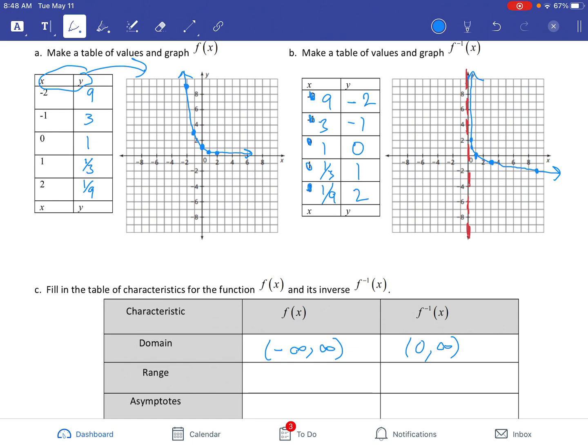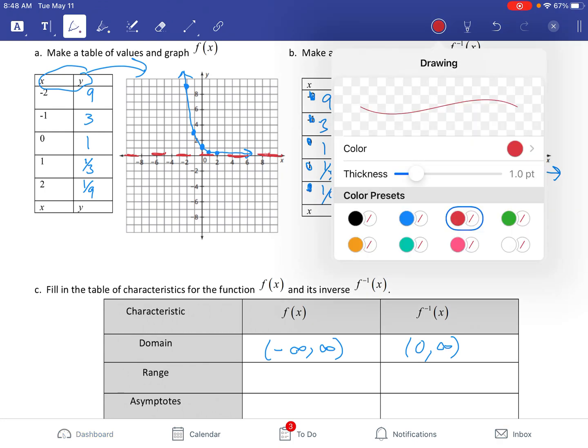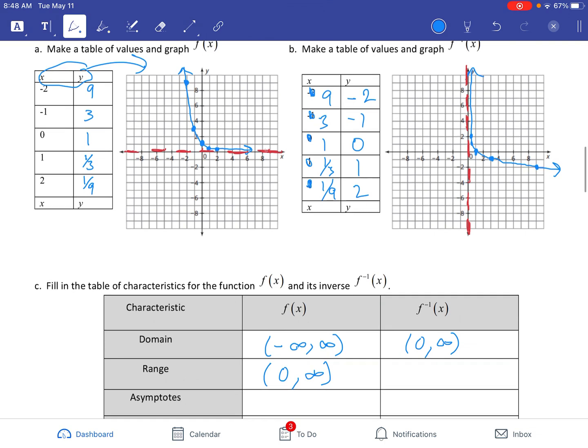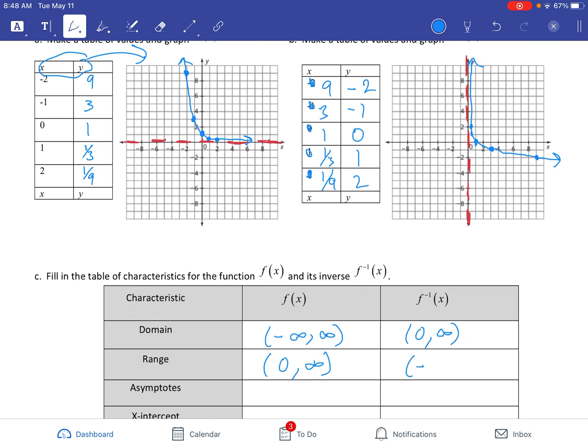For the range, these are basically reversed. Okay, so for the range, this first graph, let's make our boundary again, is again bounded by that asymptote on the x-axis, which won't allow it to go down below 0. It won't actually allow it to touch 0 to begin with. So our range is going to be 0 towards positive infinity. So it's just going up from 0 to positive infinity. The range for the other graph is negative infinity to positive infinity because there's no restrictions on what y can be.